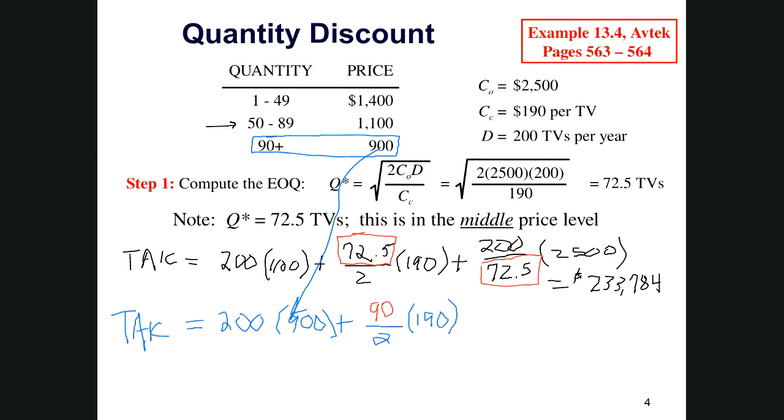And then the number of orders that we're going to make is we still have to order 200 on the year. And now each time we order 90 televisions, so that 200 divided by 90 is the number of orders. And then finally, we'll have our same ordering cost of $2,500. And when we do this arithmetic, we're going to learn that this amount is $194,105.